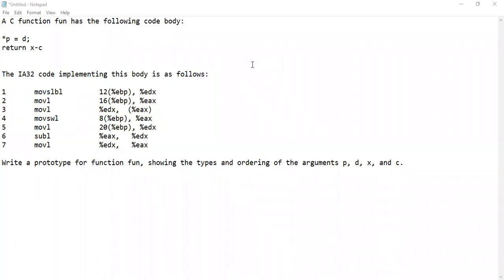Hello, welcome back. In this segment, I want to discuss an interesting reverse engineering problem. It's a small problem. Let's get started. Suppose you're given a fragment of C code, where *p = d; return x - c.